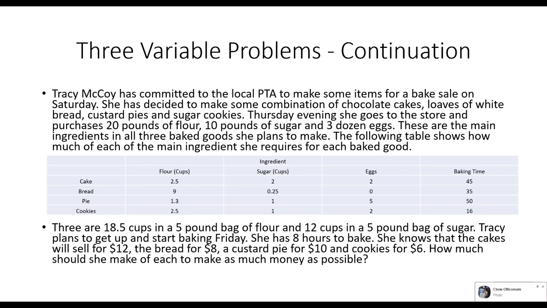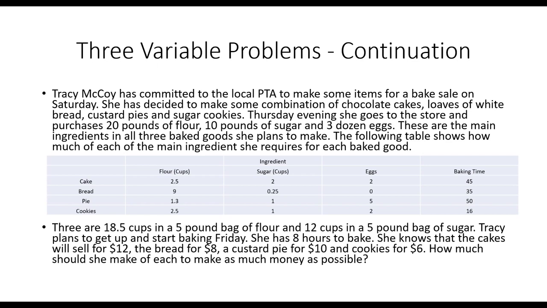We do the same for sugar. We know we have 12 cups in a 5-pound bag of sugar. We have 10 pounds, so that's 24 cups. Again, in the second column of the table, our sugar ingredients are given. We have 2x1 plus 0.25x2 plus 1x3 plus 1x4 is less than or equal to 24.